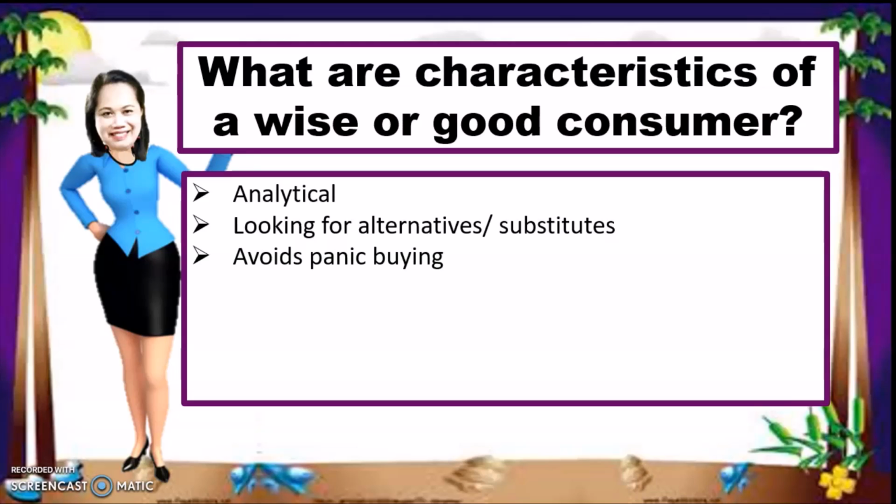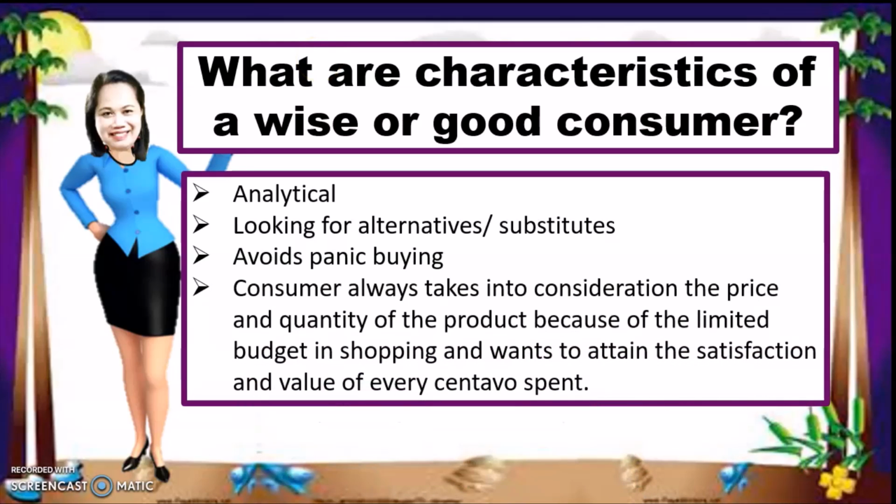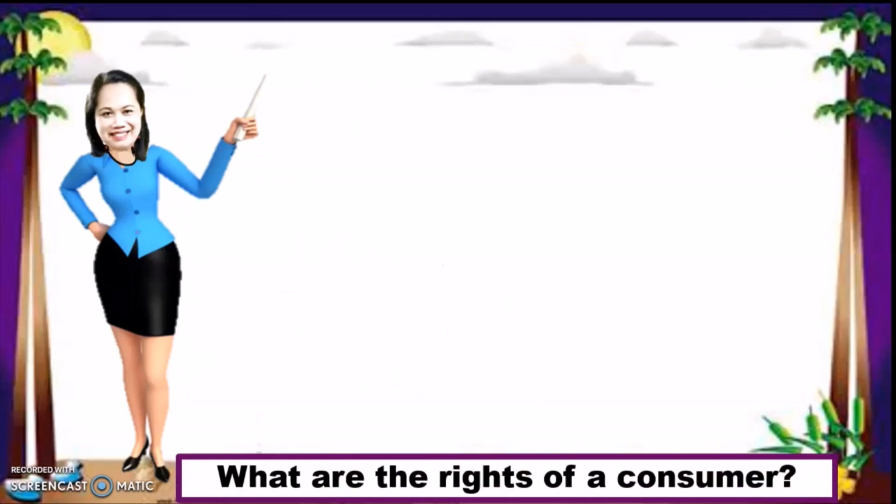or excitement. For example, the SM is on sale. So you go there and have panic buying. Do not do that because your budget will be cut. Okay, next, the consumer always takes into consideration the price and quality of the product because of limited budget in shopping, and wants to attain the satisfaction and value of every centavo.